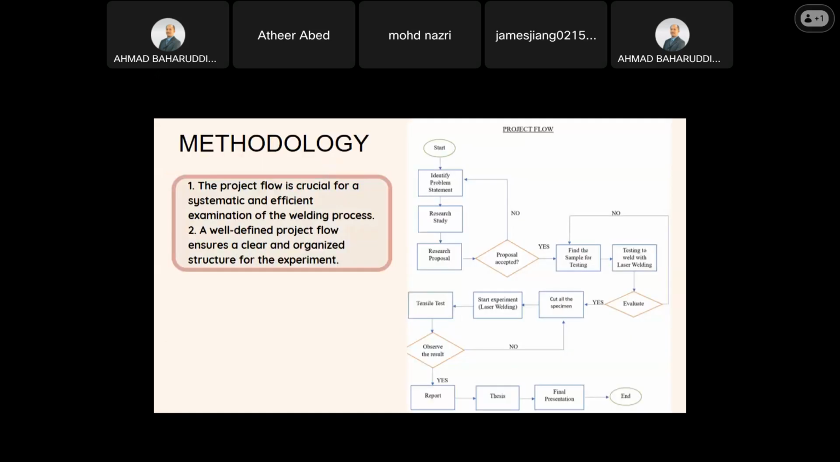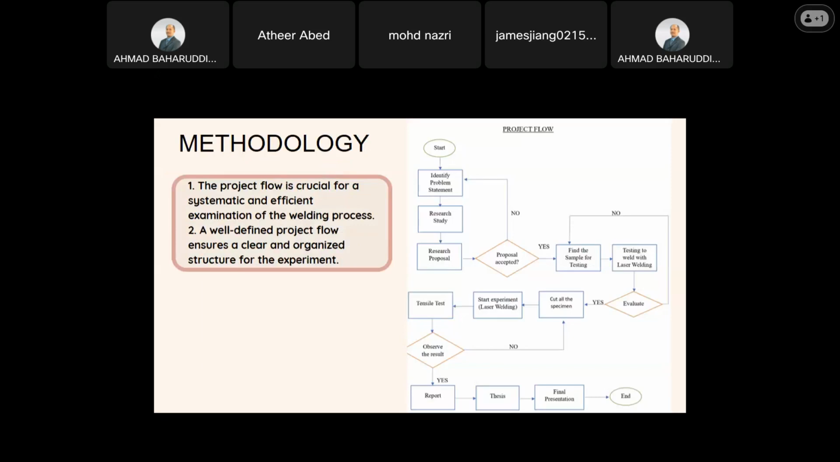So we will go through the methodology. This is the project flow of my final year project. We will start with the first semester. I will finish my research about this project, about all the literature review that I mentioned before.